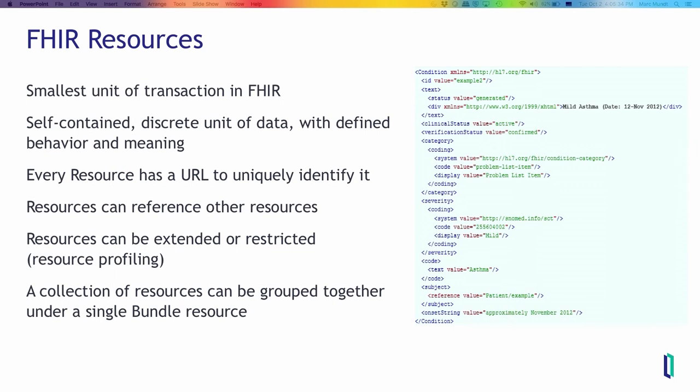The FHIR standard is built on an 80-20 rule, where 80% of the elements cover the most common use cases, and other cases are covered by extensions. There are ways to further customize and restrict, for example, the cardinality of a certain element in a resource. We refer to that as resource profiling. So you could extend the existing base model to meet your specific use cases.